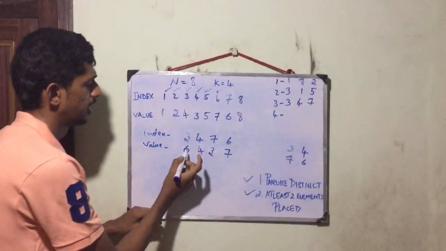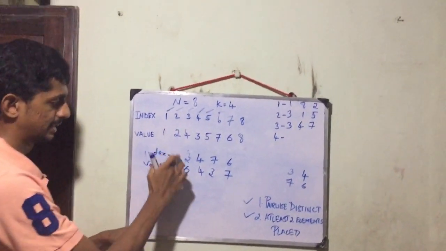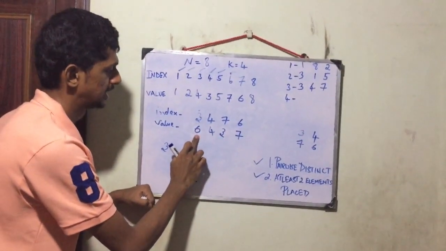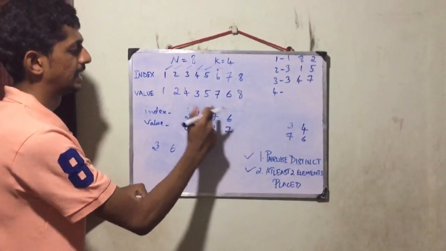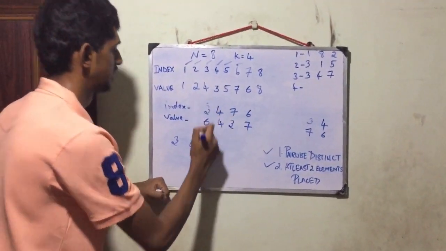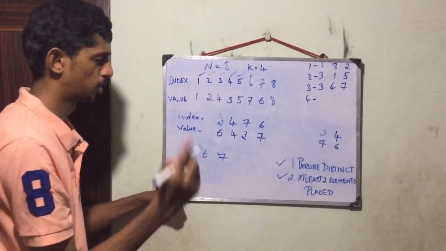Now similarly I am choosing the first index 3. In the 3rd index you have the value 6. This 6 should be placed in the 6th index. So next index is 6, and then in the 6th index you have the value 7. So 7 should be placed in the 7th index. So 3, 6 and 7. Now I am writing its corresponding values.